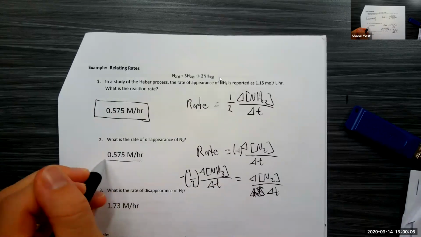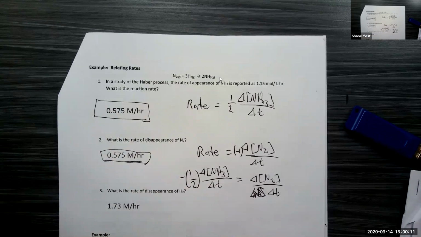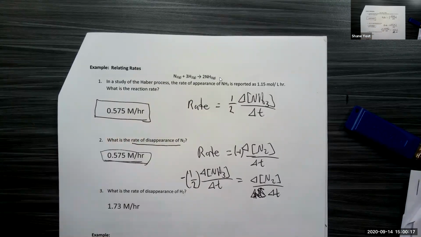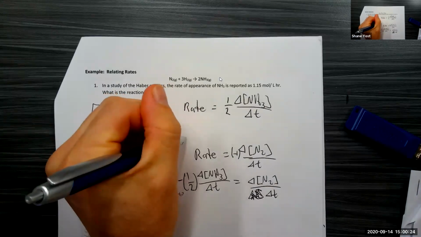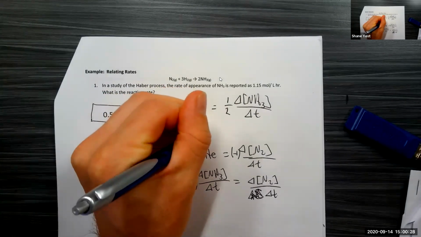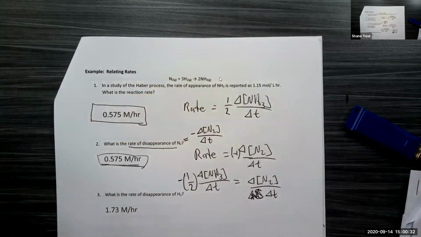Notice that for the answers that are online and I have here, I have a positive 0.575, specifically because I'm asking for what's called the rate of disappearance. So I just want to note that the rate of disappearance is defined as the negative rate of change of N2 over change in time. The rate of disappearance is always a positive number, while the rate of change can be a negative number.